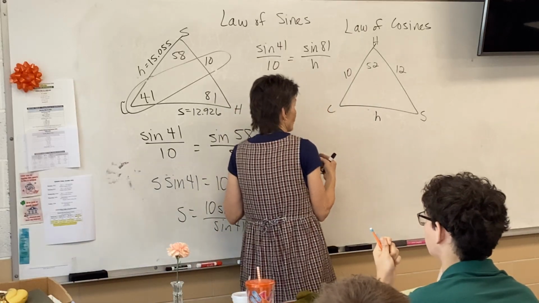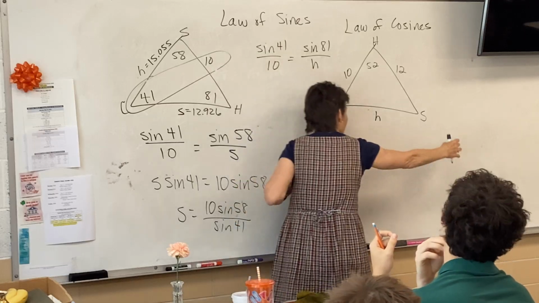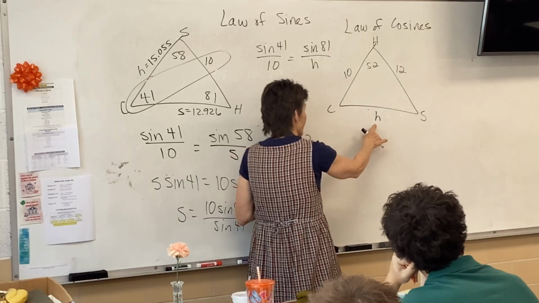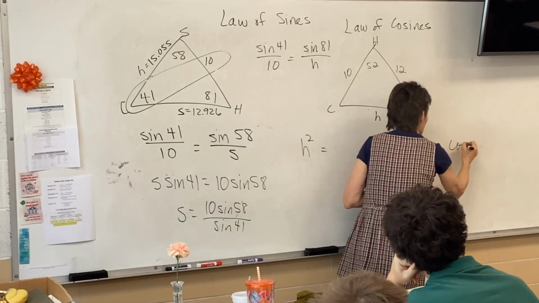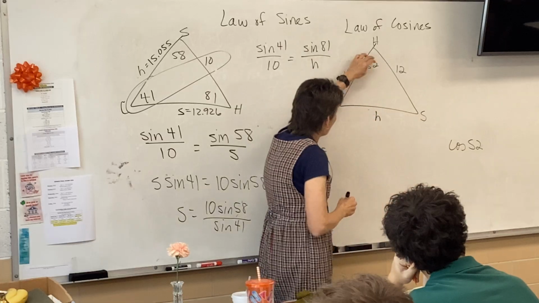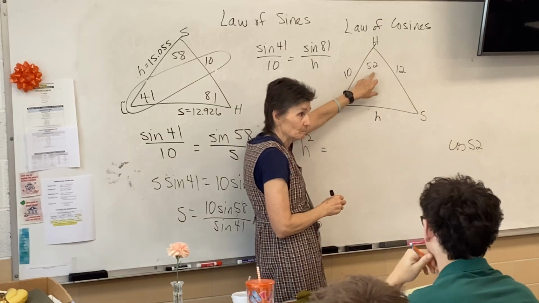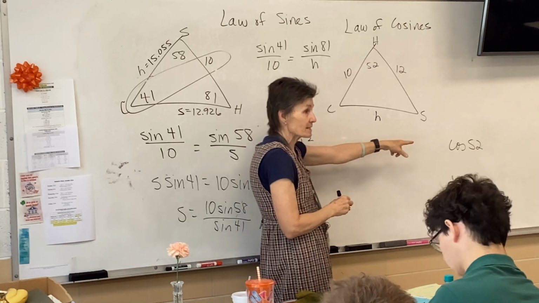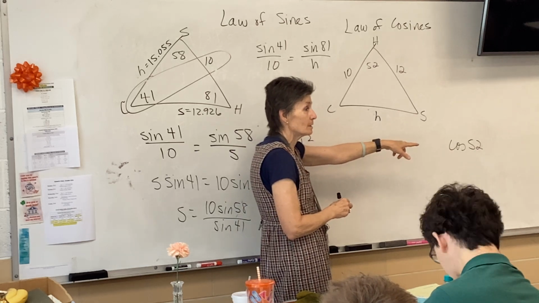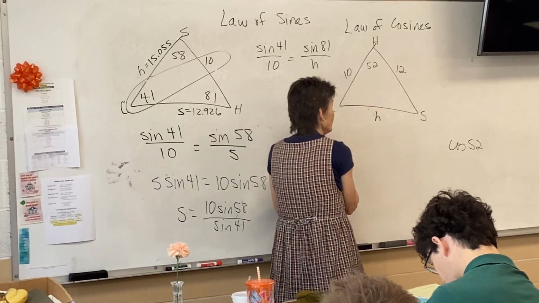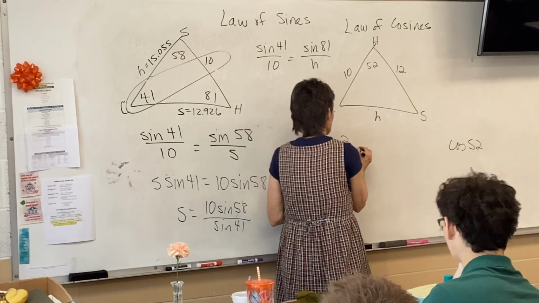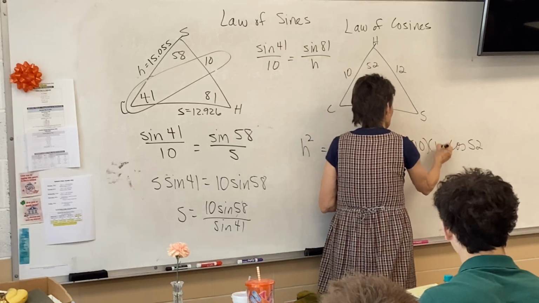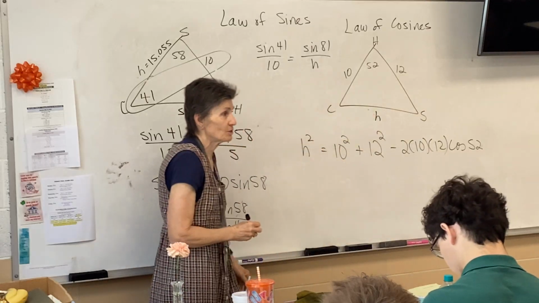So here's how it works. It's going to be a big long equation. On this side of the equation is just going to be h squared. On the other end is going to be cosine 52. So I am using this pair right here, my angle pair. On this side is h squared, on that side is cosine 52. And then in the middle is 10 squared plus 12 squared minus 2 times 10 times 12, cosine 52.